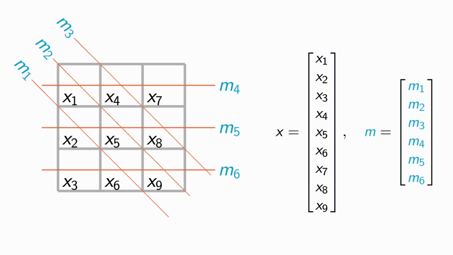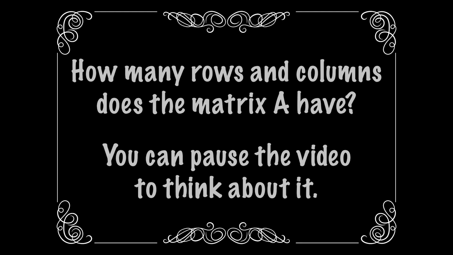Here's a bit more complicated case. The unknown has 3x3 pixels now, and there are 6 X-rays measured. A question to you: how many rows and columns do you think the matrix A should have? You can pause the video here for a while if you want to think about it.